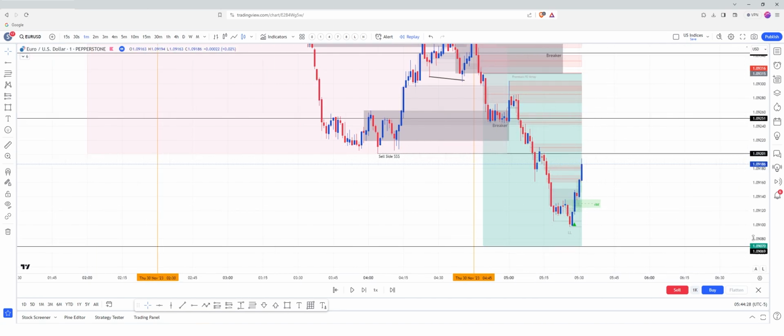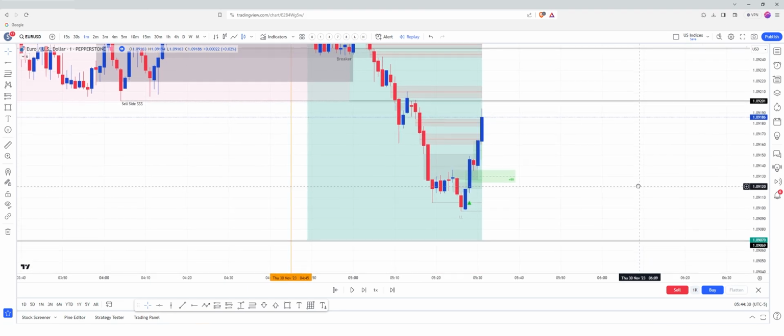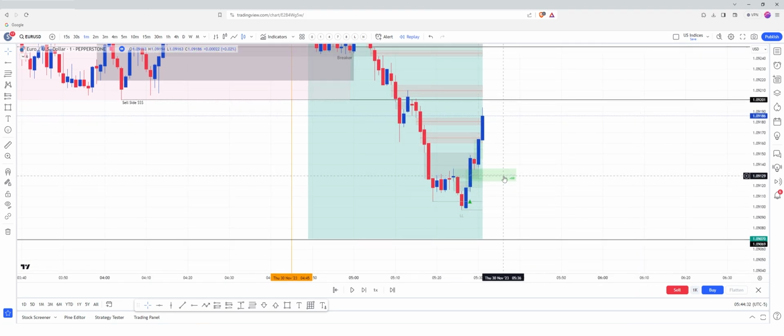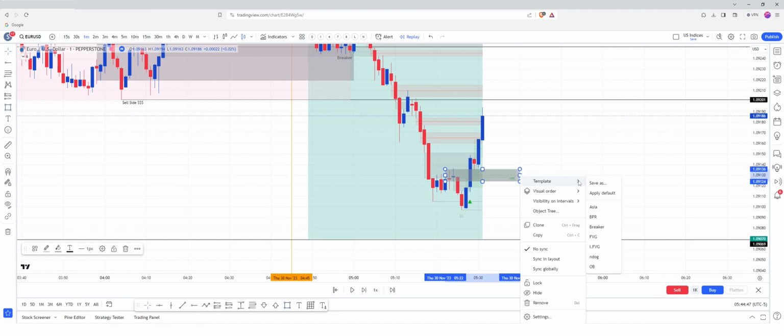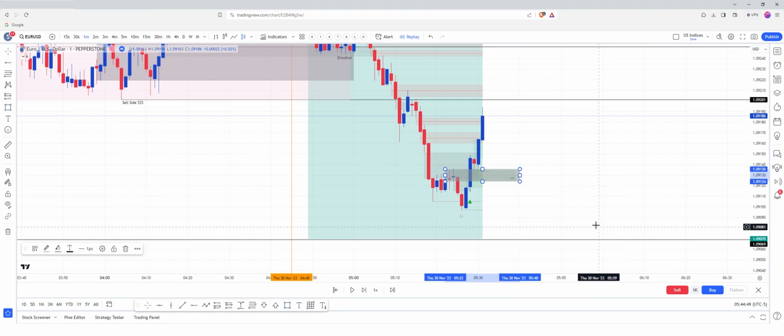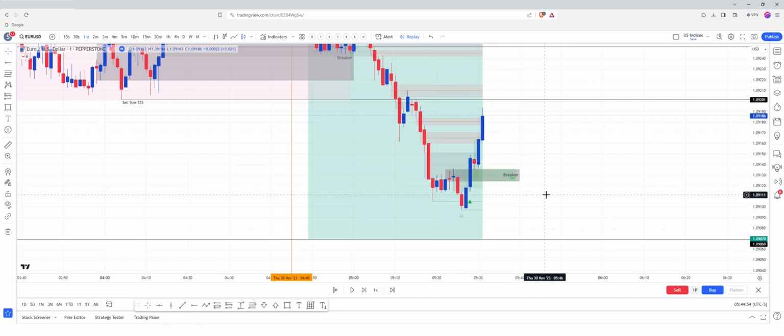You can see that we do have at this point a bullish breaker setup, fair value gap through the breaker block. I wouldn't be taking this because we're so close to that level of liquidity. But again, the indicator is showing us our breaker block. It is a valid breaker block with a fair value gap through the breaker block as well.